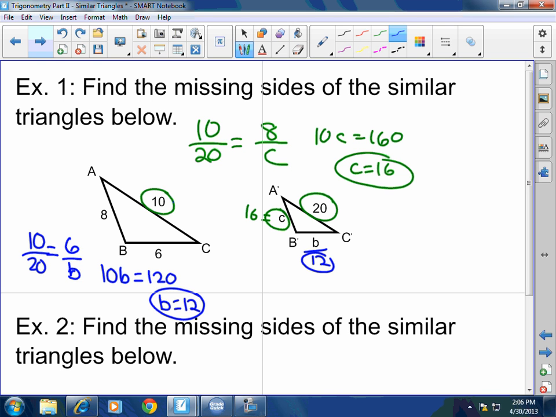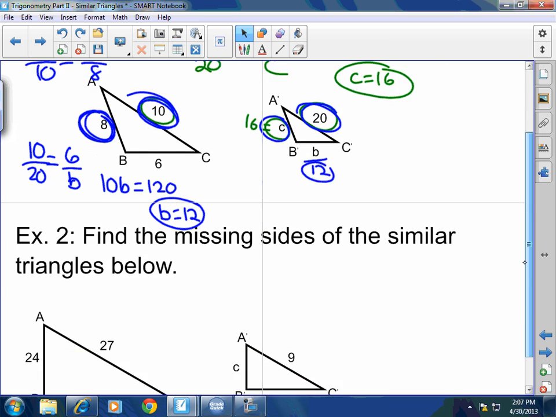Take a corresponding side of one of the triangles, put it over the corresponding side of another triangle that's given. Then, the side you want to look for, in this case, 8 to C. Now, if you want to go backwards, if you want to go 20 to 10, then you have to write it C to 8. And you're still going to get the same exact answer. You've got to go from one triangle to the other, and then stay with the original triangle to the other to find the missing side. Does that make sense? Yeah.